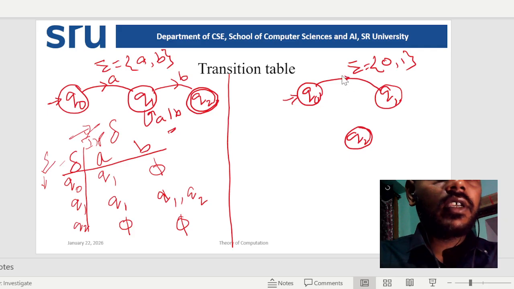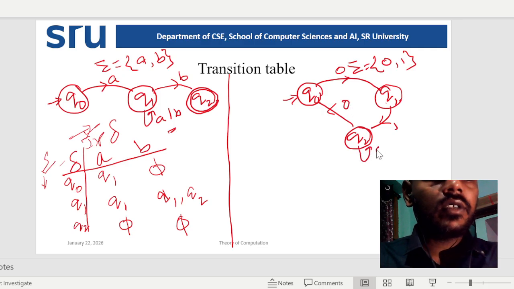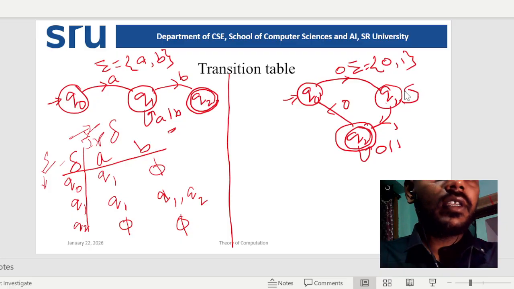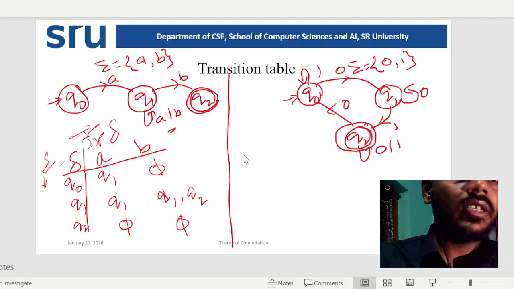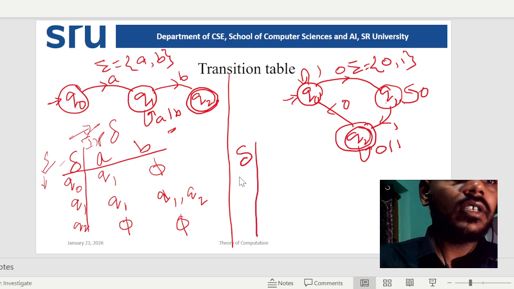Now you take input as 0 and this you take the 1, this you take the 0, this you take 0, 1. I am making Q2 a final state. So this you make the 0, this you make 1. I am just discussing an example. Here we are not discussing more rules and regulations, just discussing for better understanding of the transition table.